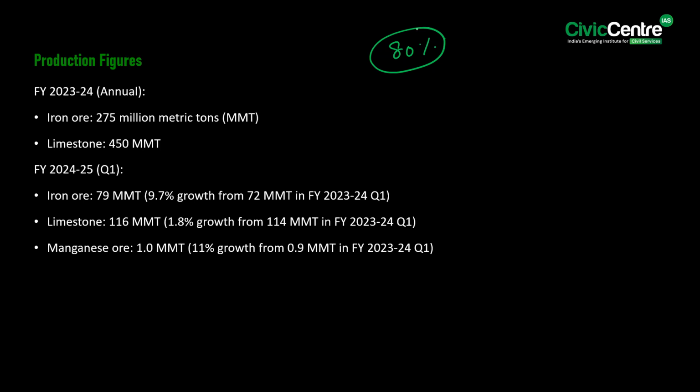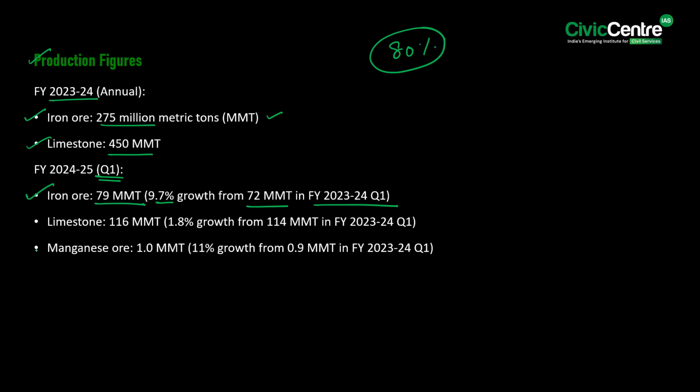If we look at the production figures for the financial year 2023-24, the iron ore produced was at 275 million tons and limestone was at 450 million metric tons. If we specifically look at the Q1 of the financial year 2024-25, the iron ore production stood at 79 million metric tons with a 9.7% growth from the 72 million metric tons in the Q1 of the financial year 2024-25.